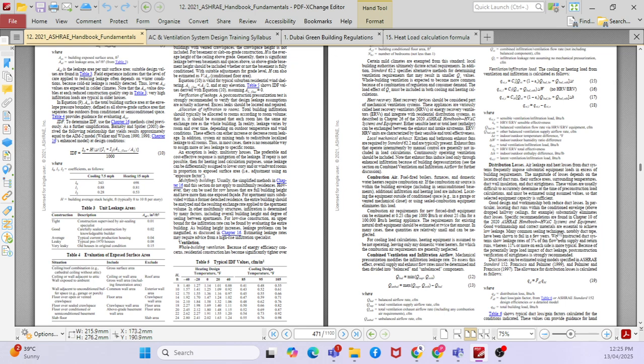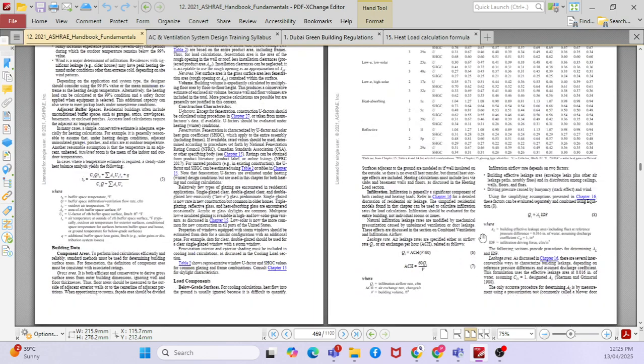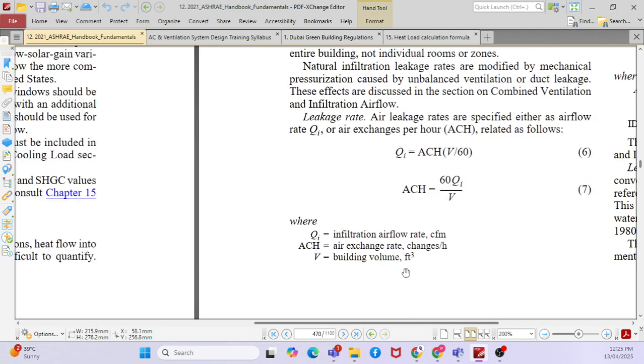Sir, ACH is air changes per hour, but what is the V? Is it volume? Yes, volume, it is given here. Building volume, feet cubed, right?